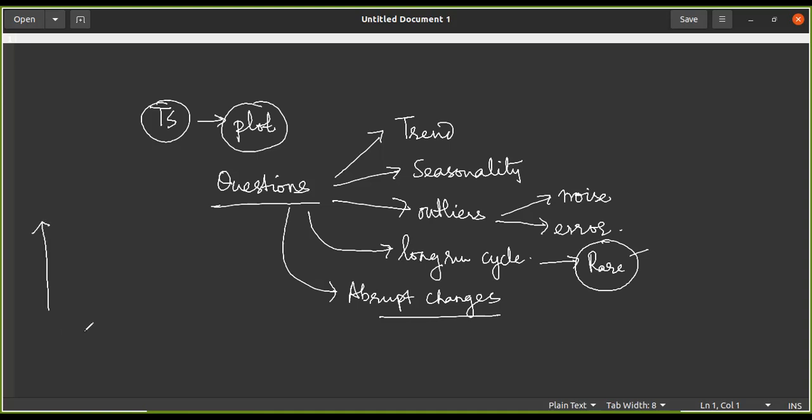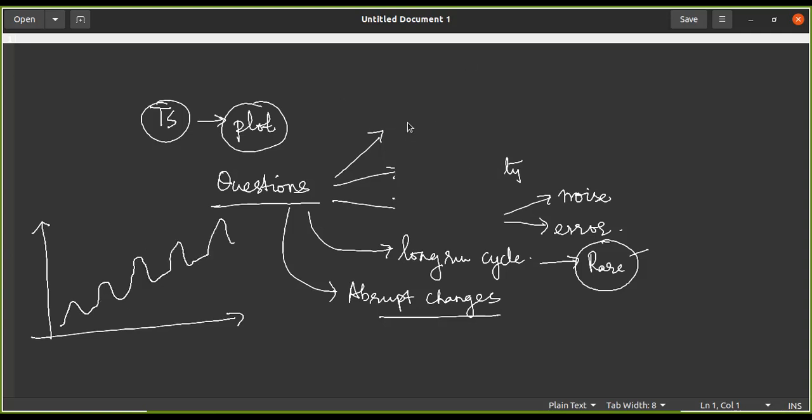So if I look at the plot, let's say I get a plot which is something like this, right? Clearly, what is the answer here? Let's try to find out. Is there a trend? The answer is yes. There is an uptrend. Is there a seasonality? Looks like it, right?